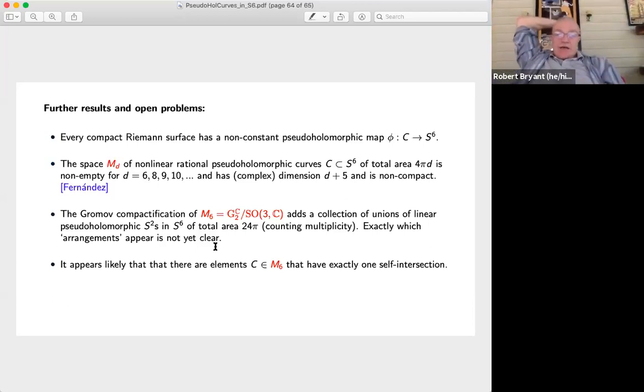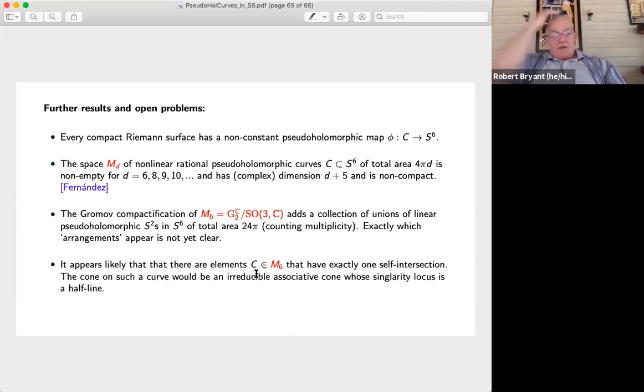But in fact, it turns out that there are elements in degree 6 that, even though they're embedded in Q5, when you project them into S6, they actually have intersections. The calculations are not complete, but it looks like you can arrange it so that there's only one intersection, so that you'll actually get an irreducible associative cone that has only one half line of singularities. And that's where I'll stop. I'm out of time anyway.